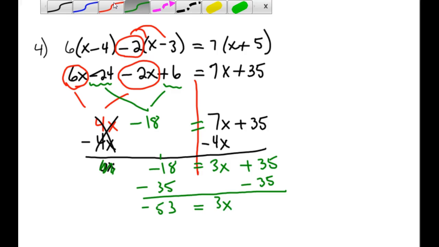X's are almost by themselves. I want to make it so there's 1x. So I'm going to divide by 3. This is 1x. 3 divided by 3 is 1. Divide by 3 here. Okay, keep this equal sign straight down there. And then my answer should be whatever 53 divided by 3 is. Negative 53 divided by 3.